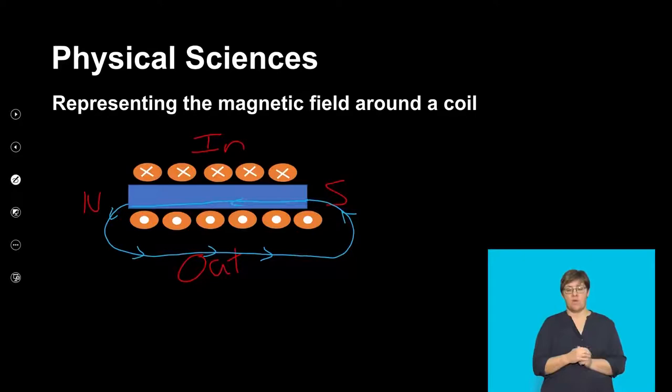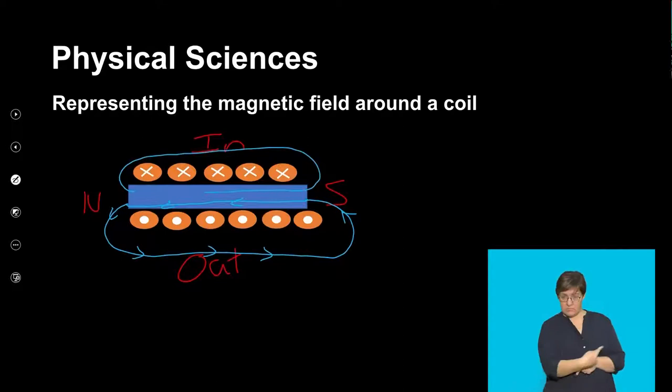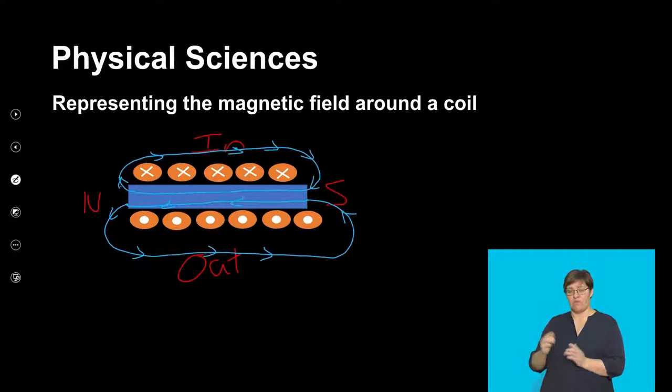On this side, we would find that the field lines do exactly the same thing. They run away from the North Pole. They run towards the South Pole. And we've got a complete loop.